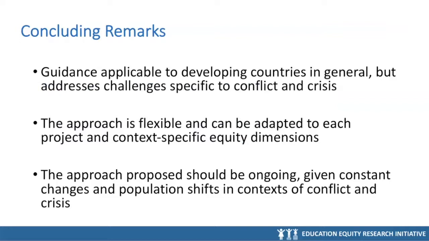Just a few concluding remarks after showing the 6 steps as well as some proposed indicators. This guidance is applicable to developing countries in general, but it attempts to address challenges that are specific to crisis and conflict. The idea is that the approach is flexible and can be adapted to each project as well as to context-specific equity dimensions. The approach proposed should be ongoing, as I mentioned in the beginning, and to the extent possible, embedded in rolling assessment, given constant change in population shifts in conflict and crisis settings. Thank you. I will now turn it over to Anjuli.